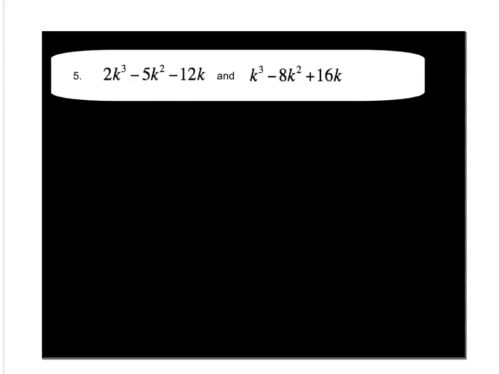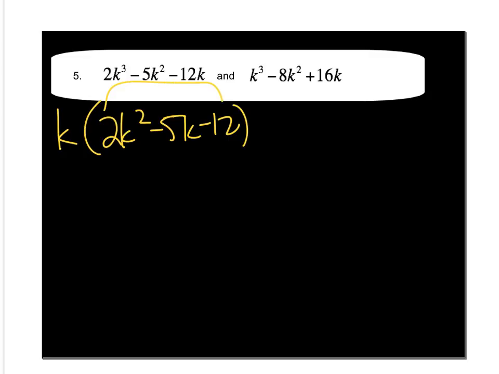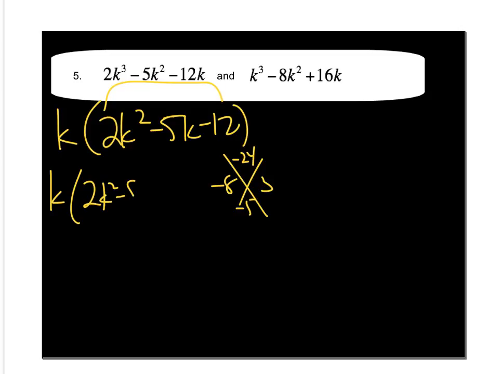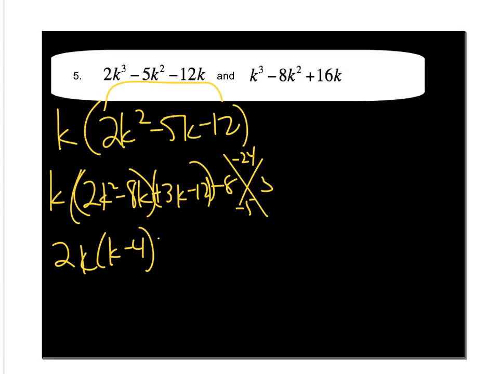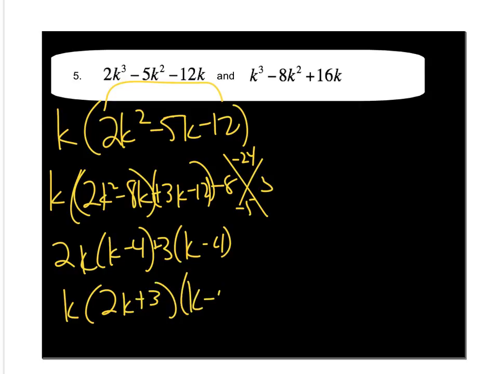So here, for this one, I'm going to factor out k. I'll be left with 2k squared minus 5k minus 12. Factor that. So that would be negative 8, positive 3. So factor, factor, factor, factor. So 2k, k minus 4, 3, k minus 4. So I'm going to have k, 2k plus 3, k minus 4.